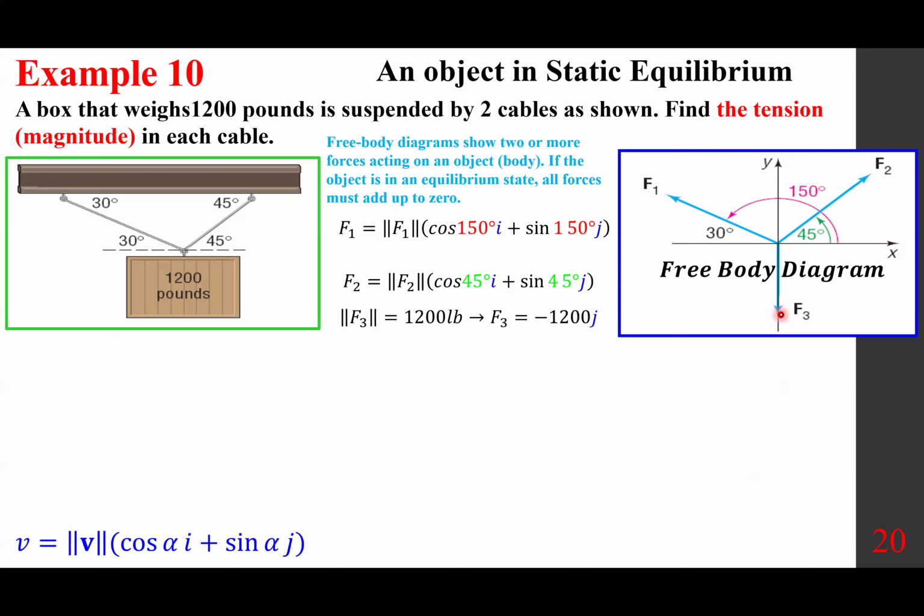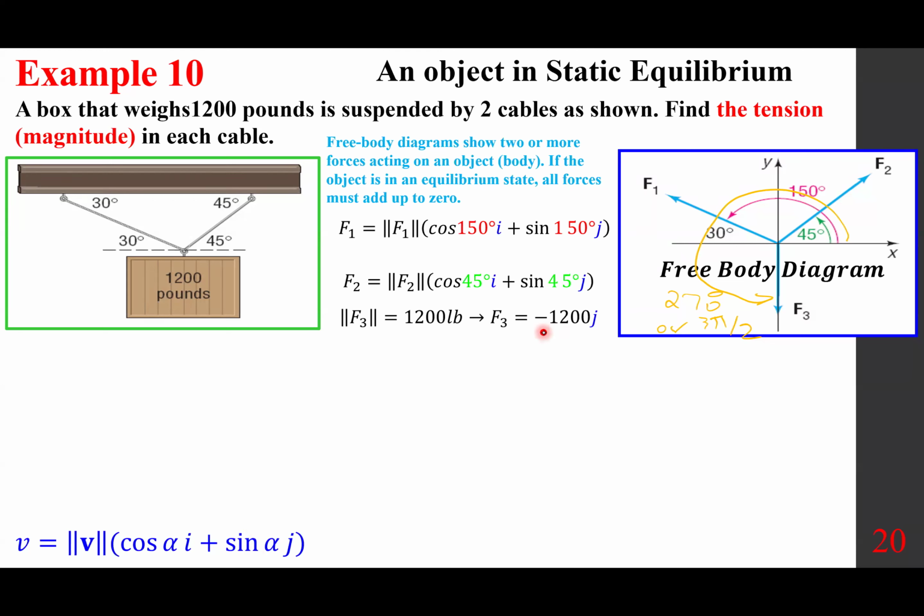If you don't recognize it, just do this, everybody. Say this angle is what? 270 degrees or 3π/2. What is cosine of 3π/2? 0. What is sine? -1. That's how we end up with negative 1,200 j.